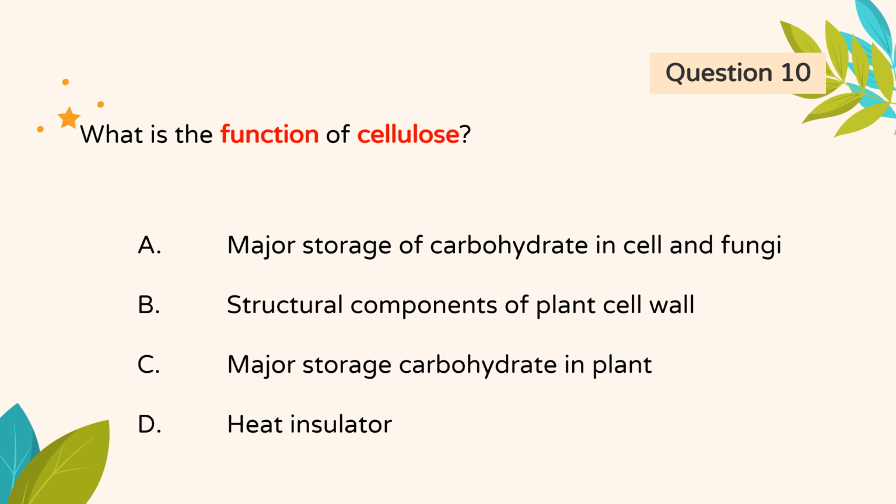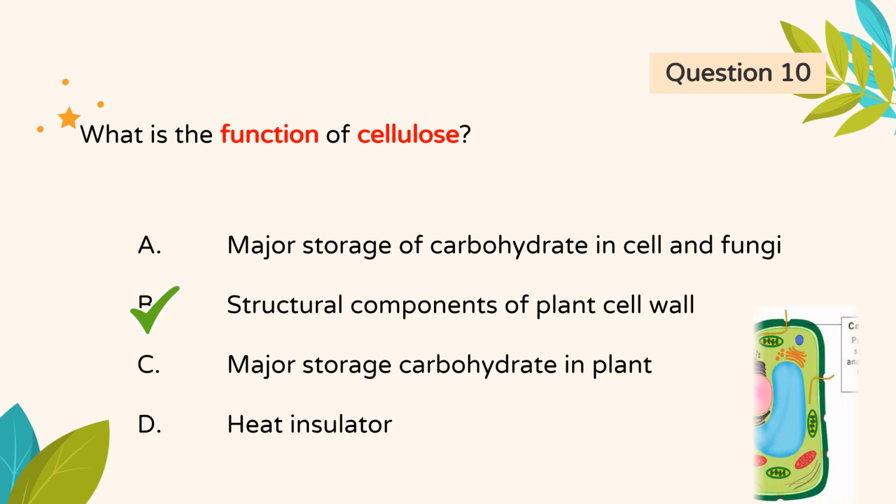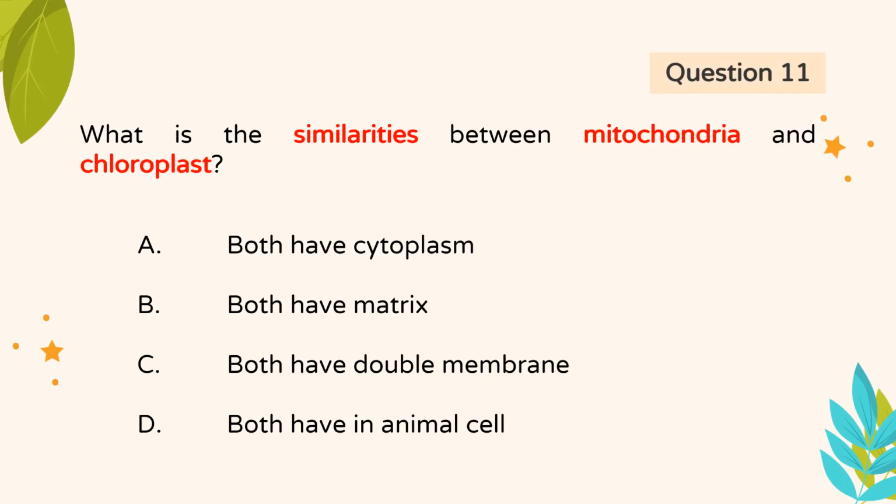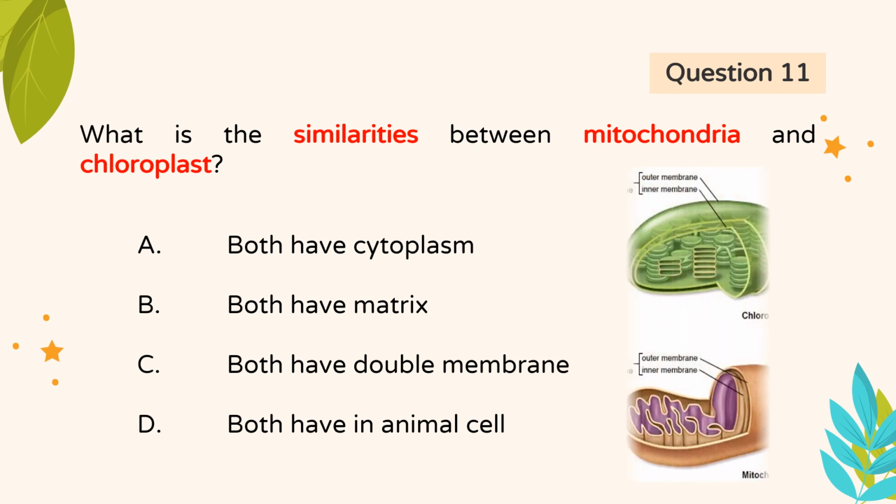Moving on to question 10. What is the function of cellulose? Cellulose is known as the structural component of plant cell wall, which helps to provide support and rigidity to the cell. Question 11. What are the similarities between mitochondria and chloroplasts? As we can see, both have double membrane, which consists of outer membrane and inner membrane.